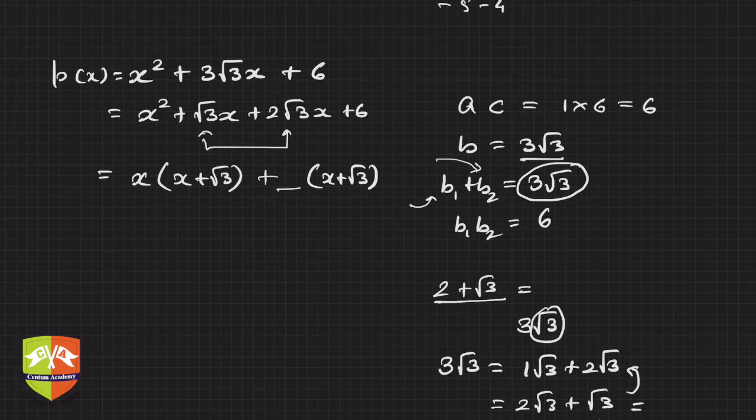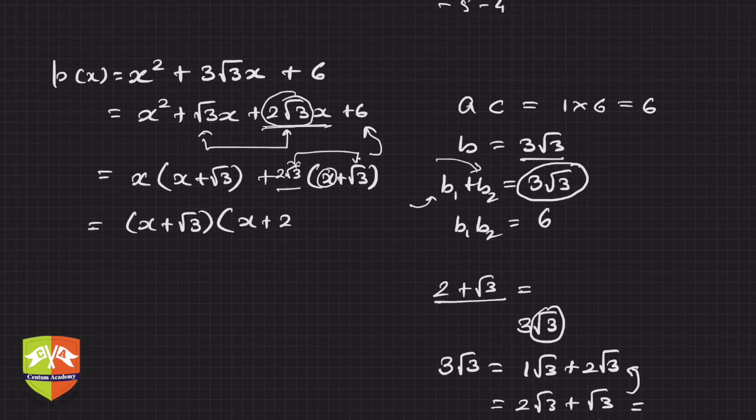Now look at this. What should I multiply this x here to get 2 root 3x? Obviously 2 root 3. So you got the other factor as well. 2 root 3 here. Now if you just check, 2 root 3 times root 3 must be equal to 6, which is actually true. So hence I got the factors x plus root 3 and x plus 2 root 3. This is how factorization has to be done using splitting the middle term.